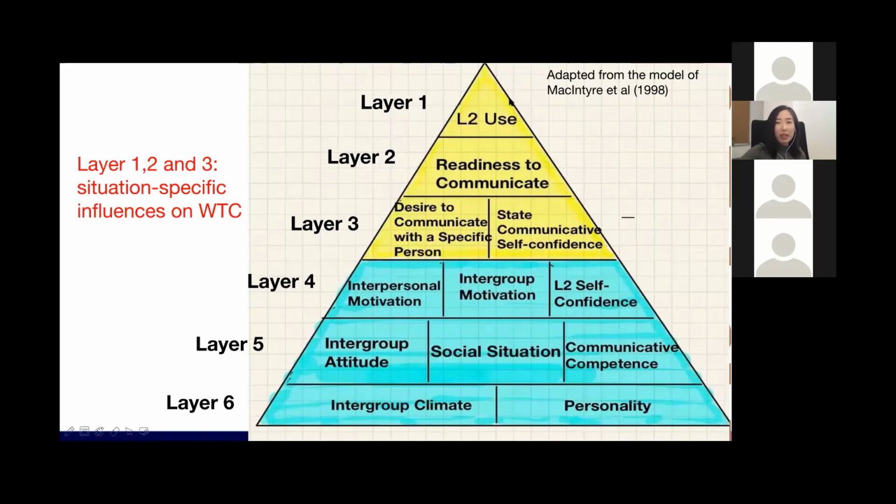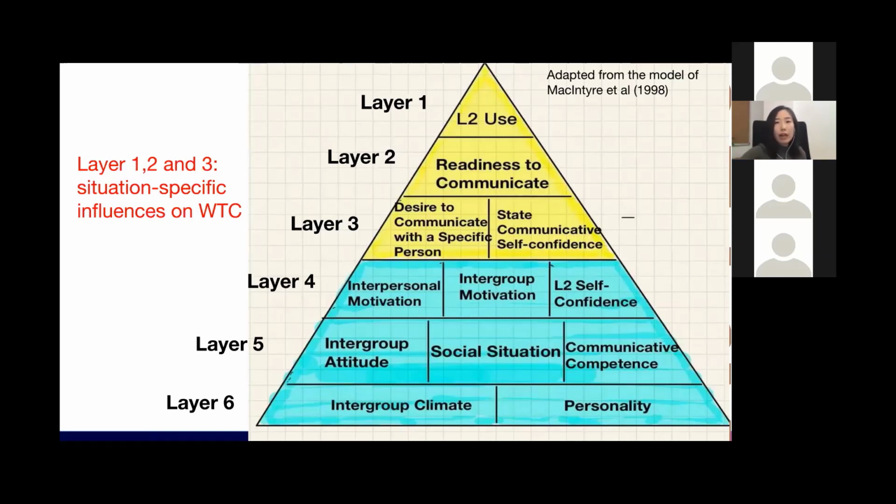What does this mean? It means in our lesson, students' level of WTC is going to change from moment to moment, based on different contexts and different situations, just like what you mentioned in the Padlet: how much time they have to prepare for this topic, or how familiar they are with this topic. So these are the top 3 layers, based on different situations and contexts.